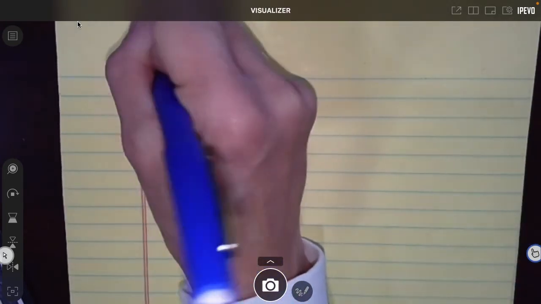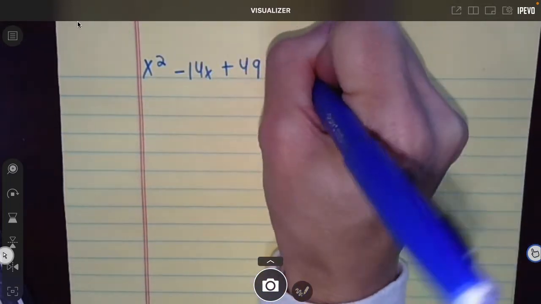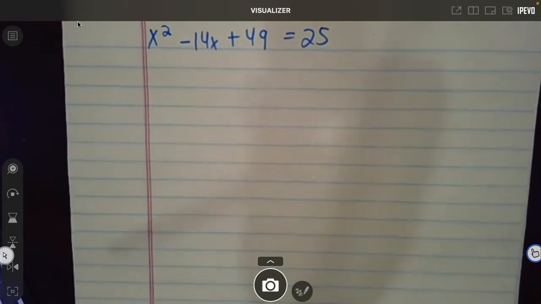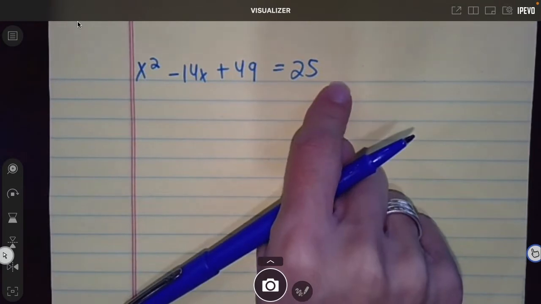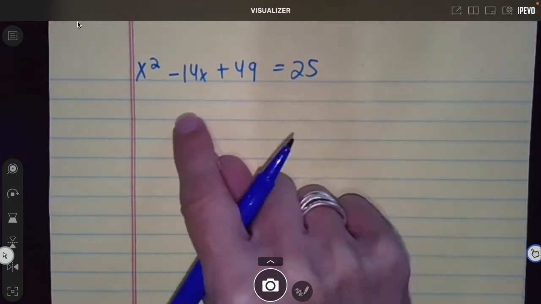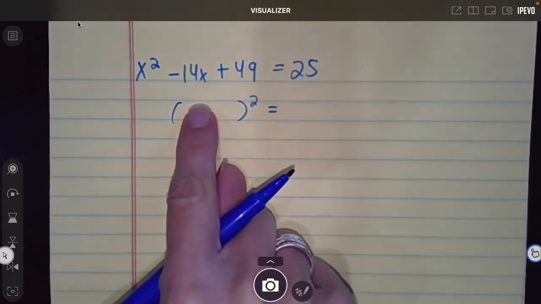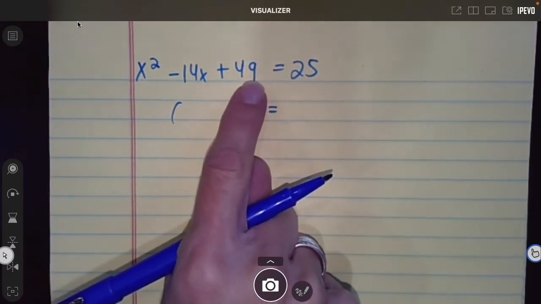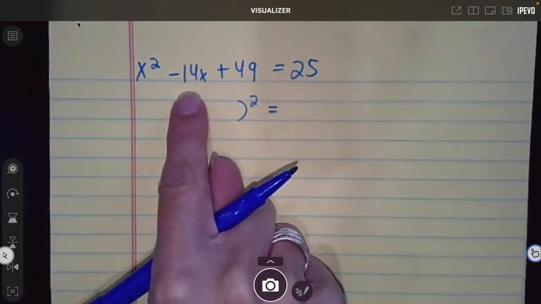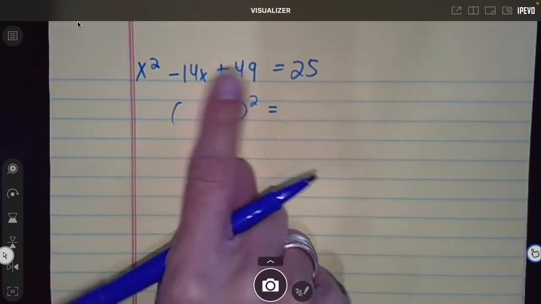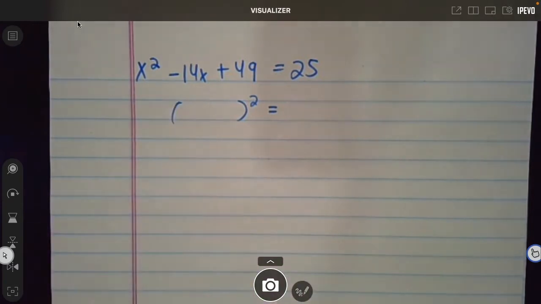Here's a problem. X squared minus 14x plus 49 equals 25. So on this one, it's a perfect square trinomial, right? Can you tell that by looking at it? Can you tell that's a perfect square? The middle number is actually double what you're squaring here. What am I squaring here? 7. What's 7 times 2? So that's another way you can check. The number here would be 7. 7 times 2 is 14 every time. That's what it would be.